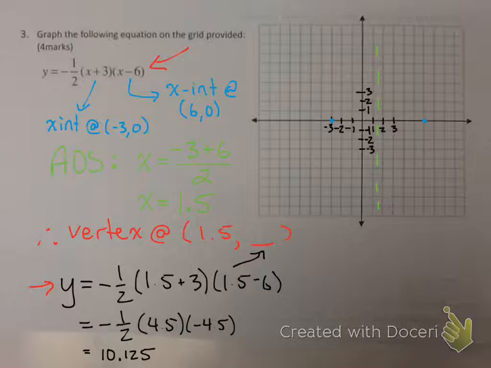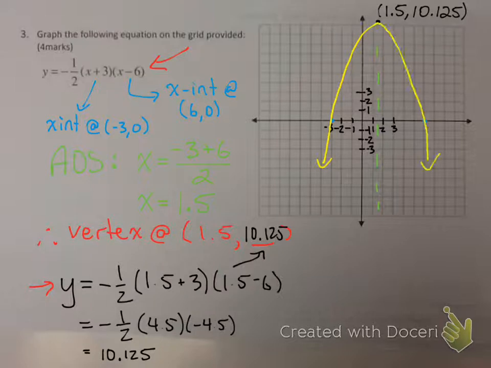So now we can take that point and plot it. We can write down the vertex, it's (1.5, 10.125), and then we plot that point right there. We can even label it so we're sure, and then we can draw our parabola. Okay, so for factored form, we need 3 points: 2 x-intercepts and a vertex.